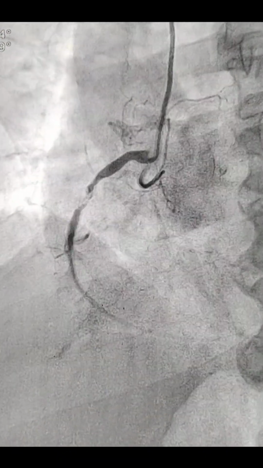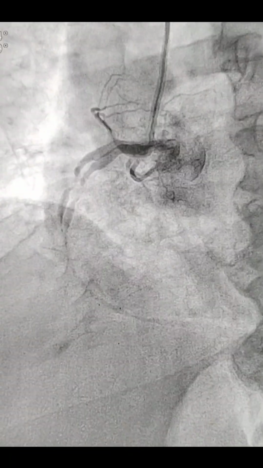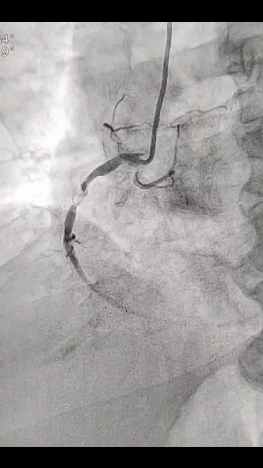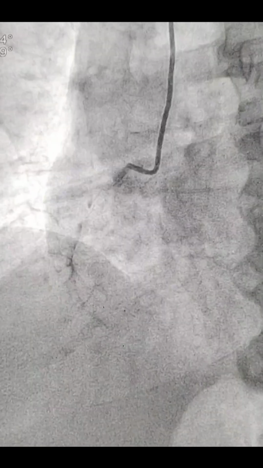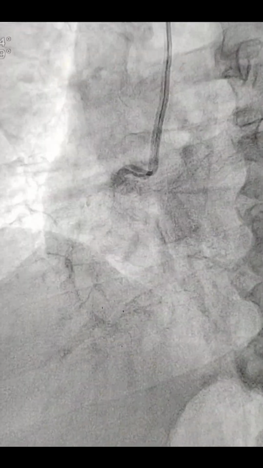can see how thrombotic RCA with right from the proximal to mid there is a thrombus loaded RCA, and flow is there, very minimal flow is there in the distal RCA.